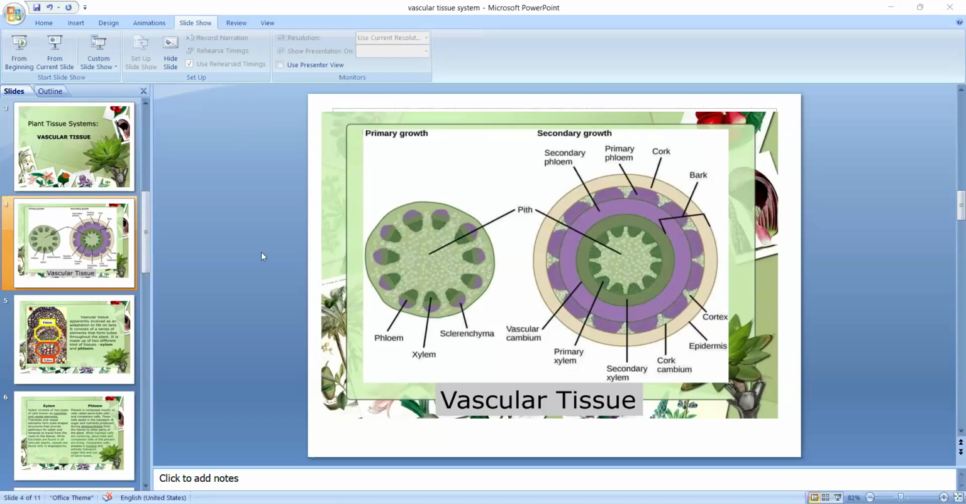So D1 is the collateral. See here, collateral and closed, conjoint, collateral and closed, D1. After that, F1 is conjoint, bicollateral. So which one is collateral? Phloem occurs only on the outer side of the xylem. See here, this is the phloem. The blue color is called phloem, and the pink colored is called xylem. So collateral means phloem occurs only on the outer side of the xylem.